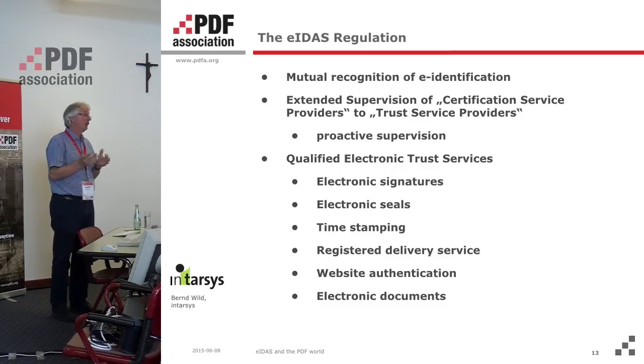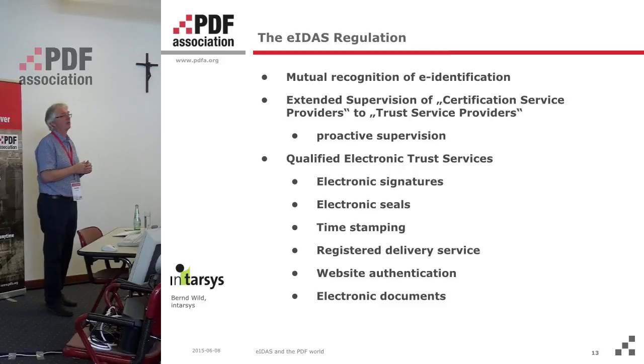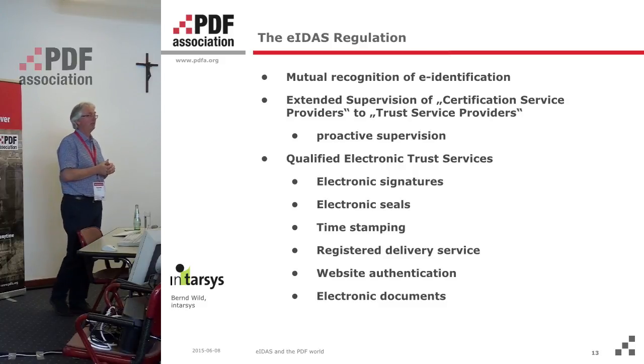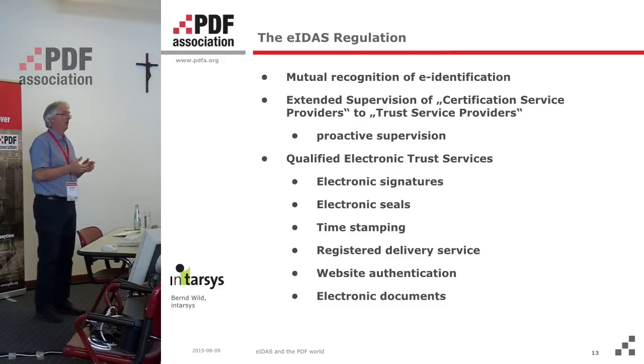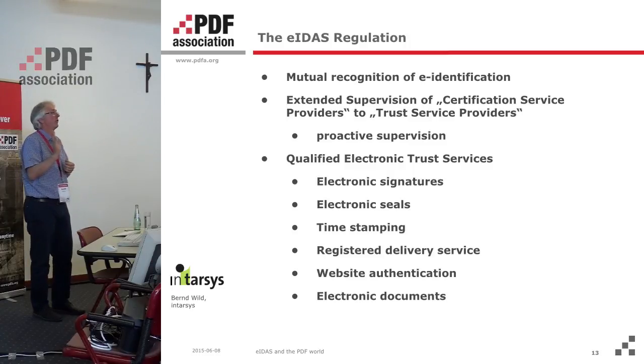And to achieve this, the EU said, okay, if we want to allow for this free market, we also have to have the same standard of supervision of all CAs, of all trust service providers. That means we first have to establish an auditing scheme which allows us to say, okay, if you have a certification as a trust service provider in one country, this certification has the same quality as the certification in another country.